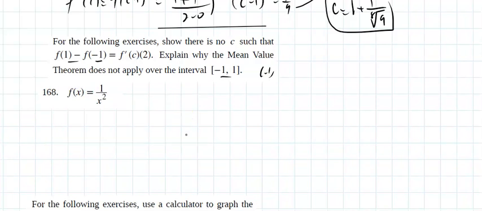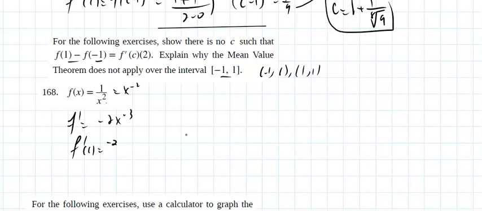If you plug negative 1 in, don't you get a 1? And if you plug 1 in, you get a 1. And what's the derivative? This is x to the negative 2. So if you take a derivative, that's negative 2x to the negative 3. F prime at c is negative 2 divided by c cubed. And that should equal y2 minus y1 divided by x2 minus x1. That should equal 0 over 2, which is 0. Negative 2 divided by c cubed equaling 0.